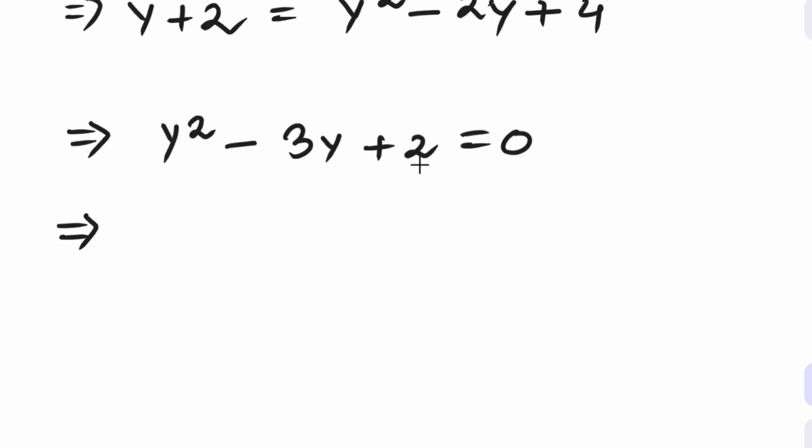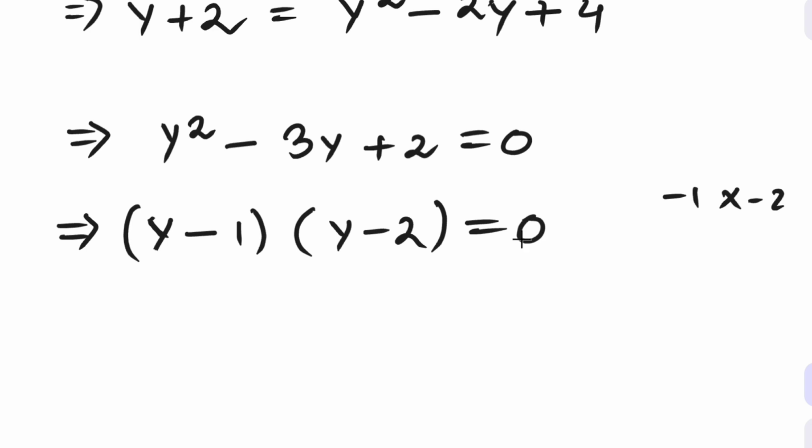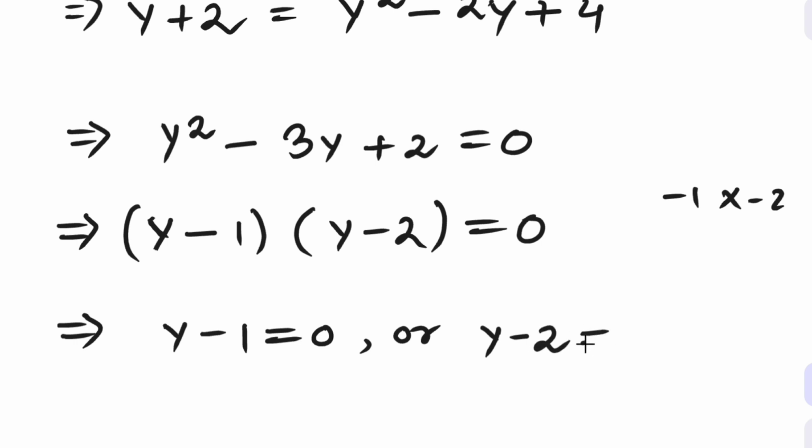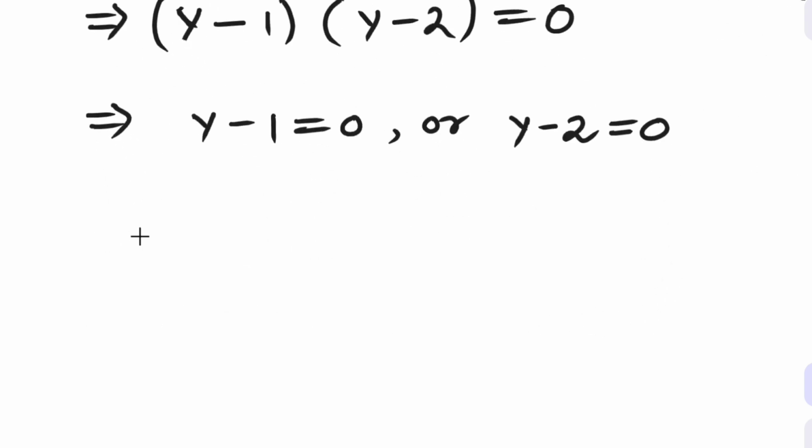We need two numbers whose product is 2 and whose sum is negative 3. Those numbers are negative 1 and negative 2. So the equation factors as the quantity y minus 1 multiplied by the quantity y minus 2 equals 0. By the zero product property, either y minus 1 equals 0 or y minus 2 equals 0. Therefore, our possible solutions are y equals 1 and y equals 2.